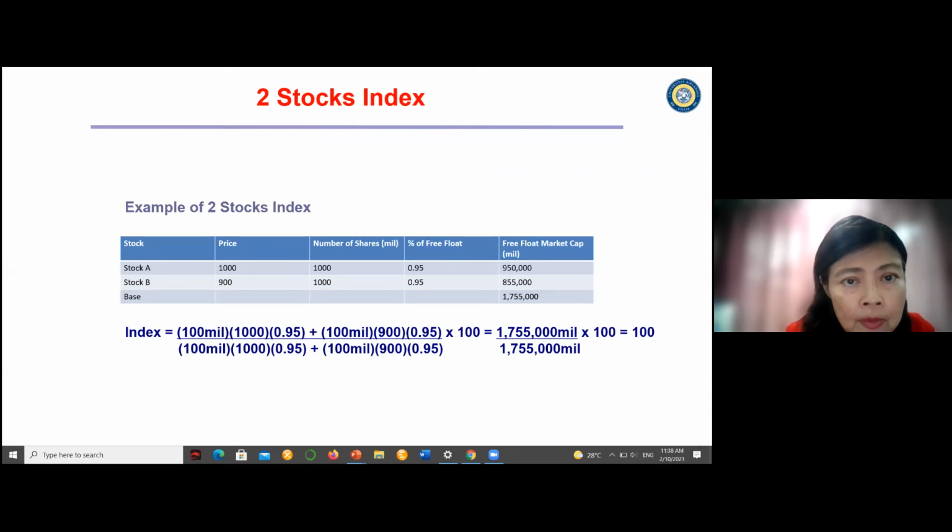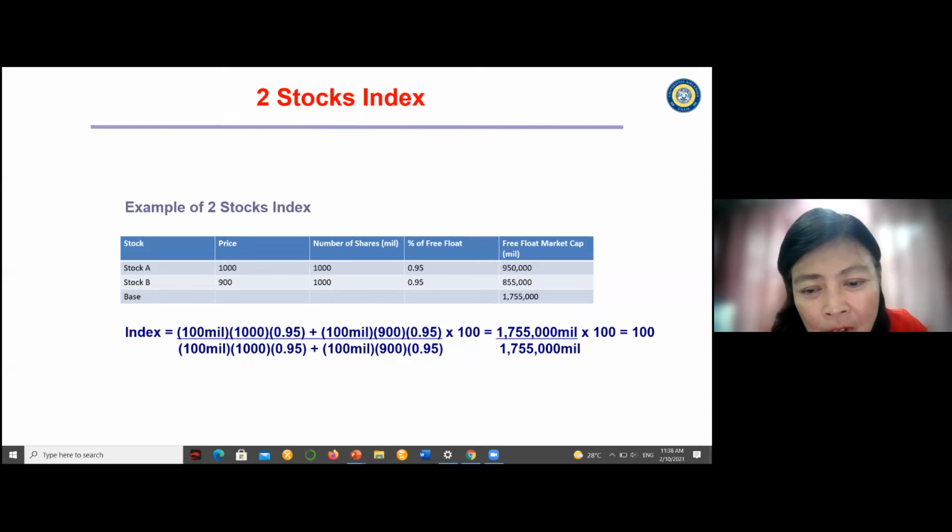If we give an example, say this is a two-stock index. Stock A's price is 1,000 and the number of shares is 1 billion. I put the percentage of free float there, assuming the major shareholders hold 5%, so the free float is 95%. Then you calculate the market cap times the free float and add them up together. You get a base of, I'm just trying to cite, 1.7 billion. On the first day, that will be the same, that is the base, 100%.